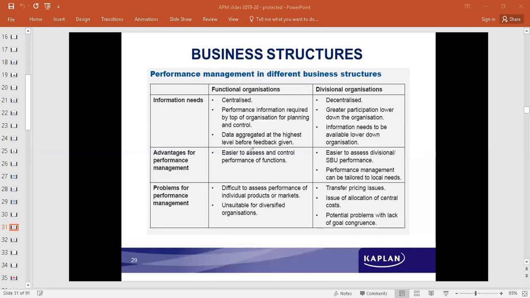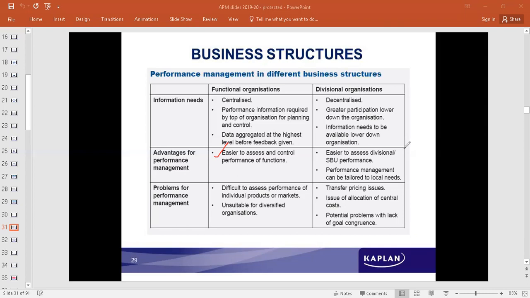It says it's easier to assess and control performance of functions. So that's very easy, functional organization. In divisional organization, they are divided, so then it becomes easier to look at only their division. So that's an advantage. It is not the overall organization; it is only very specifically limited to their division or department.